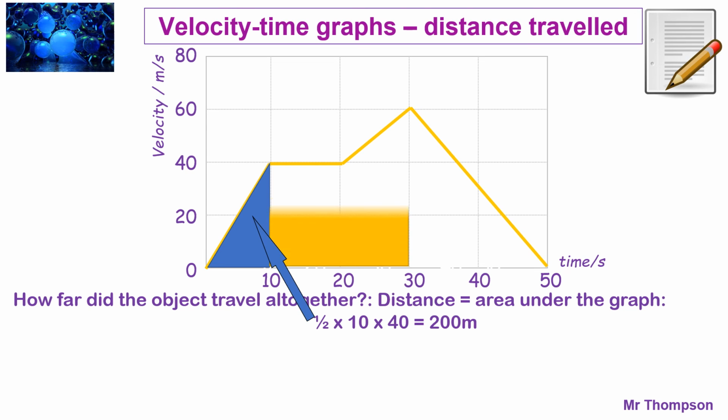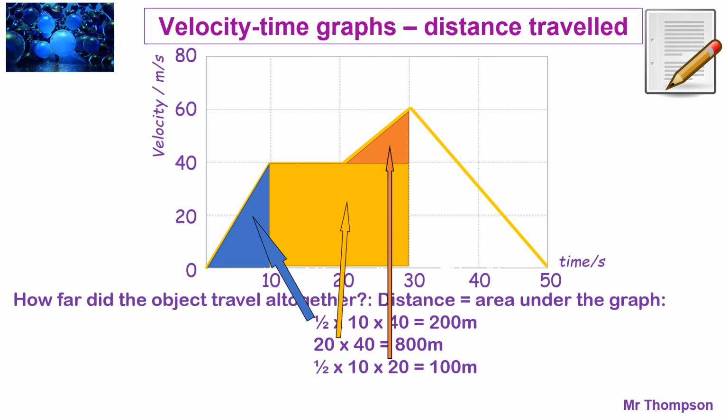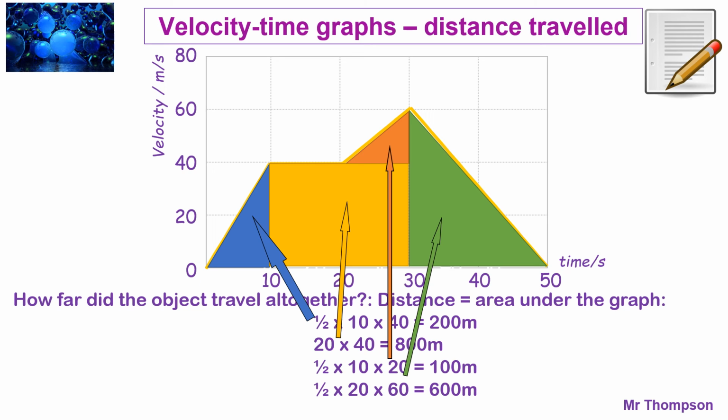Then we can start drawing other rectangles and triangles. So this rectangle here is 20 by 40, so it's 800 meters. Then we can draw in this triangle, which is half base times height, half 10 times 20 is 100 meters. And the final triangle, to get the whole of the area, it's another triangle there, half 20 times 60. And then you add all those together, and the total area will be 1700 meters. This is a higher level skill that you should be able to do on a higher paper. You probably want to write this down.